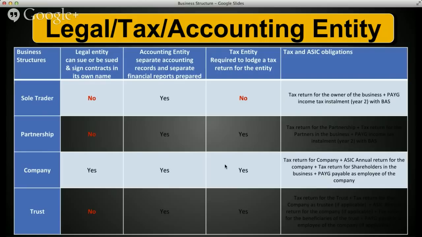Yeah, sort of. Under a partnership, it's not a legal entity, it is an accounting entity, and it is a tax entity. A partnership has to put in a tax return. The sole proprietor business doesn't have to. When you come to a company, it is a separate legal entity, it is a separate accounting entity, it is a separate tax entity, and it has to do company tax returns, annual returns, and tax returns for each of the shareholders. It has to pay PAYG.